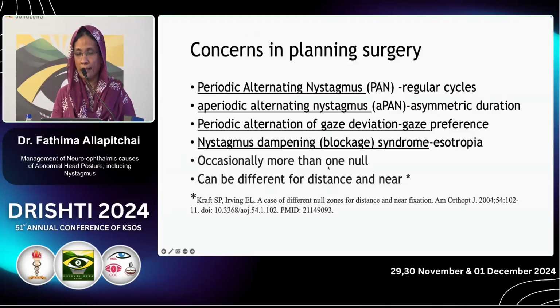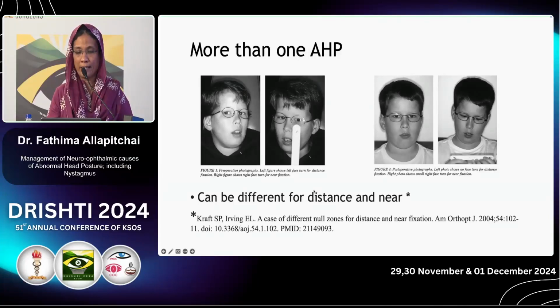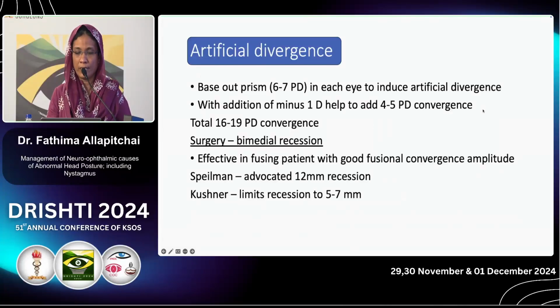Occasionally more than one null position could be there, and that null position can be different for distance and near also. In a rare report by Stephen Kraft, he had noted a right face turn for a near target and a left face turn for a distant target. In this child there was dampening on convergence as well, so he did bimedial recession, an artificial divergence surgery, and the face turn was partly corrected.